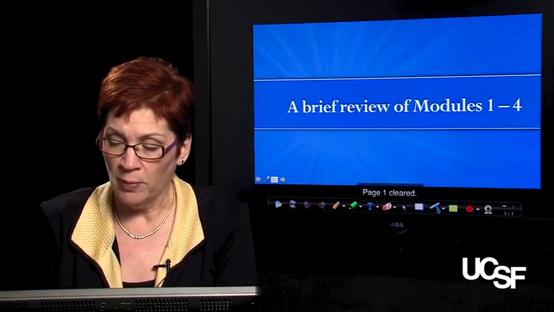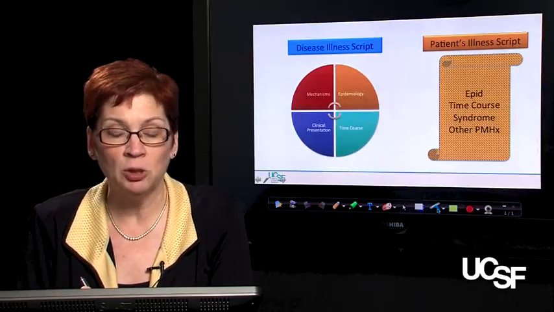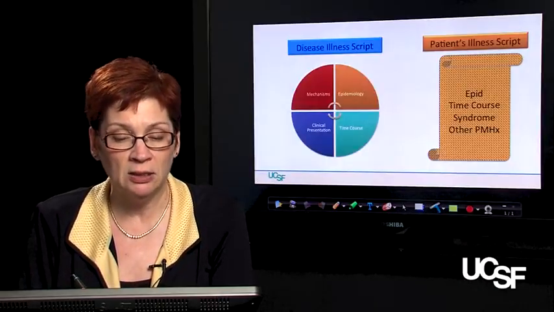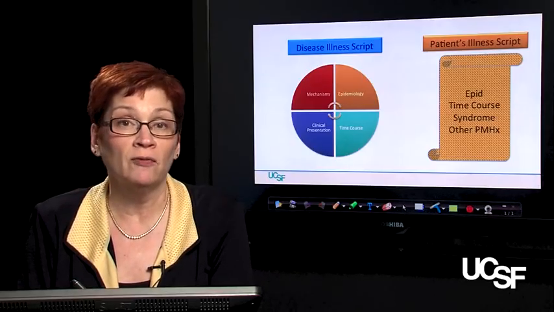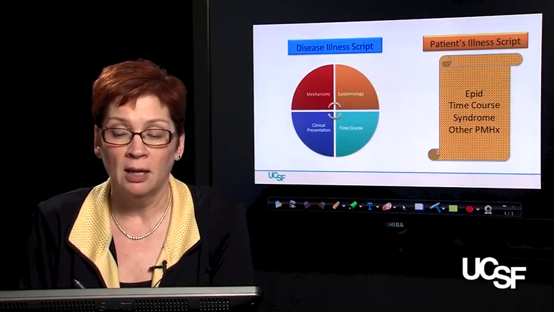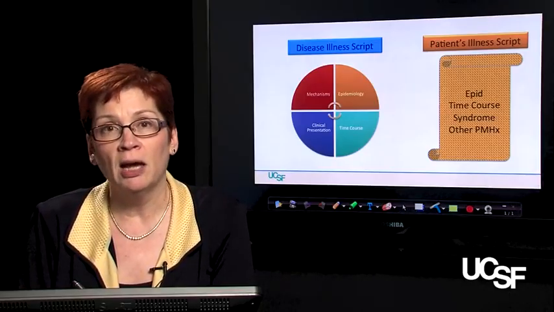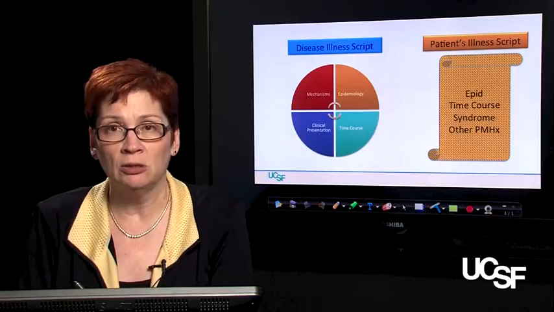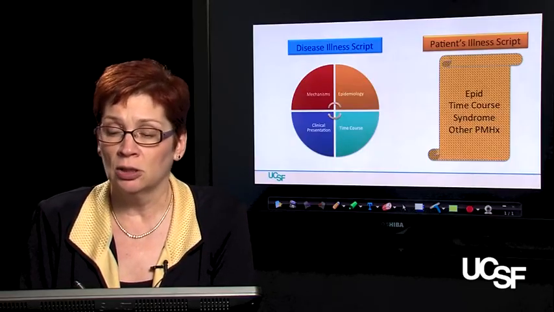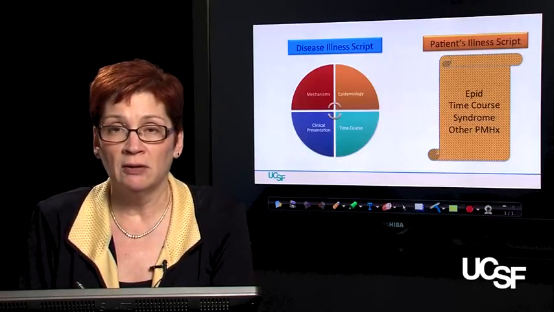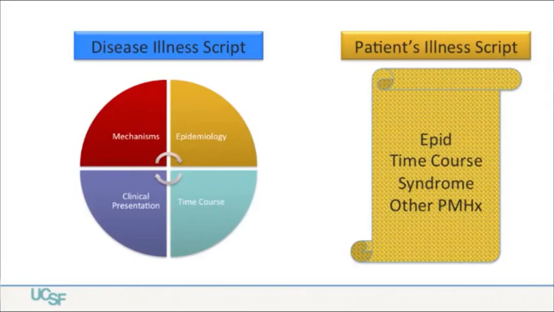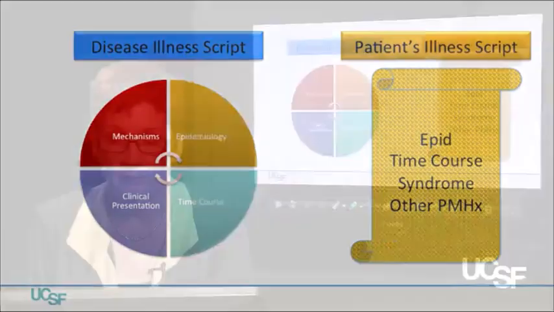So a brief review for Modules 1 through 4. Module 1 taught us about disease-based illness scripts, those memory strategies that experts use to store information about diseases in their brain. And Module 2 talked about how to move us from a patient's history and physical into an analogous structure known as the patient's illness script, with key elements that we have to identify for each patient: the epidemiology, their time course of disease, the syndrome statement, and other important past medical history that might be relevant.